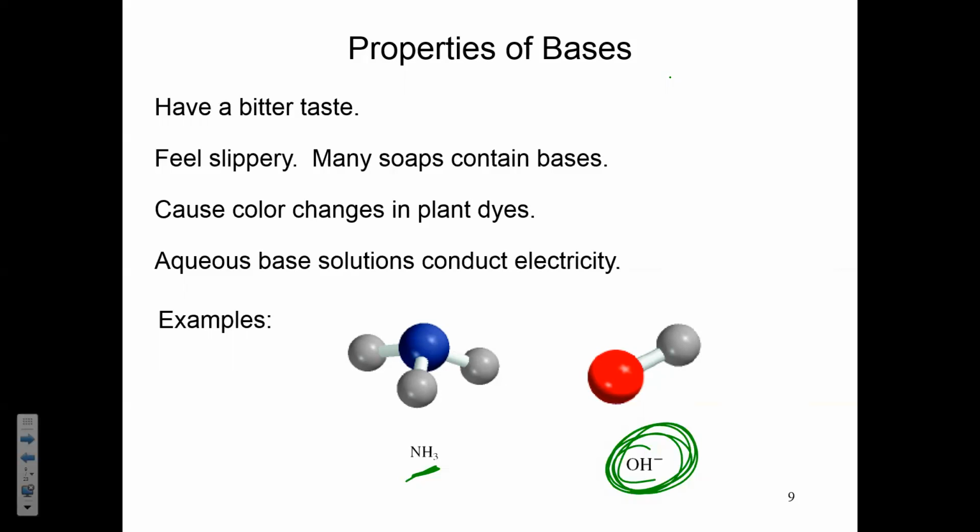There is a figure, Table 4.3 in your textbook, that lists common acids, and common bases are also listed in another figure, which I don't have right in front of me, but I encourage you to look at those so you can start to familiarize yourself with what acids and bases look like. I'm trying to find the figure, but I don't see it.